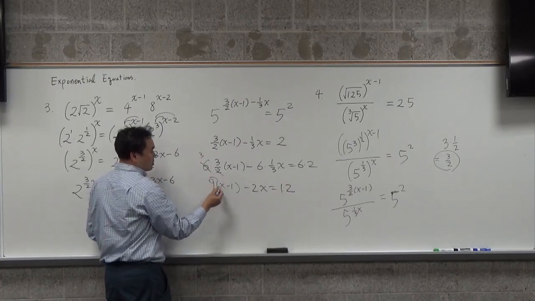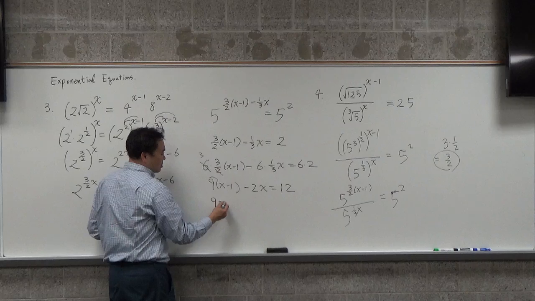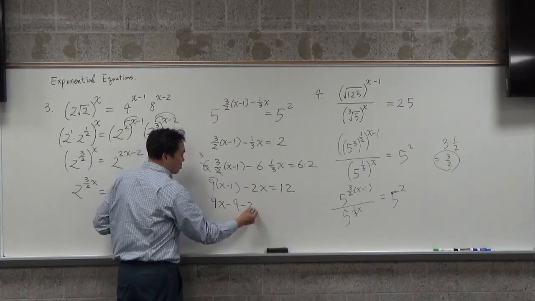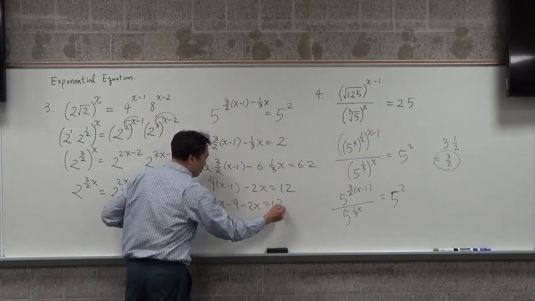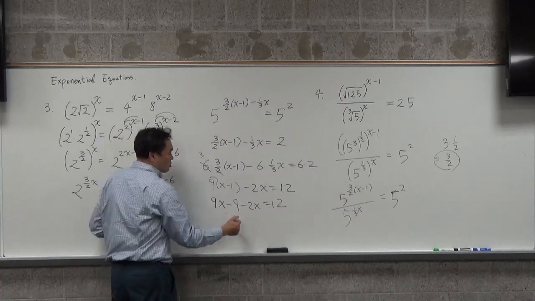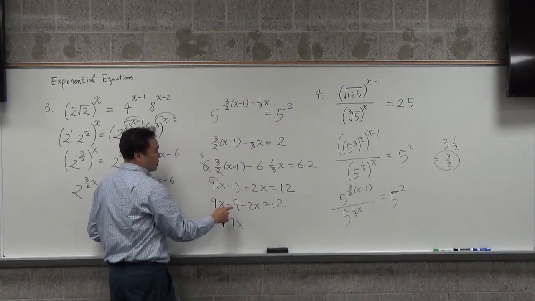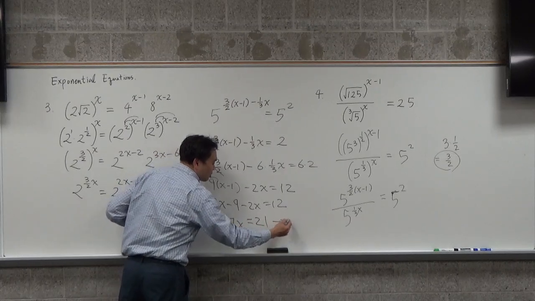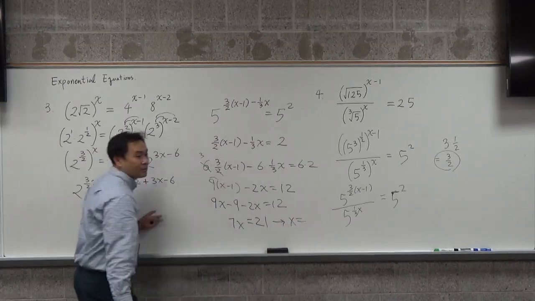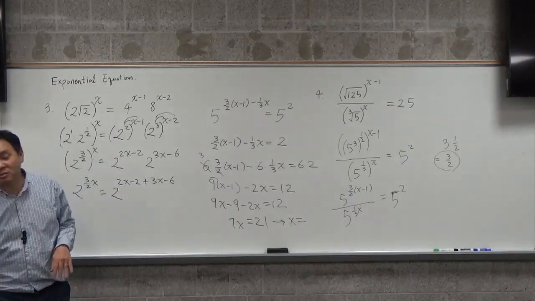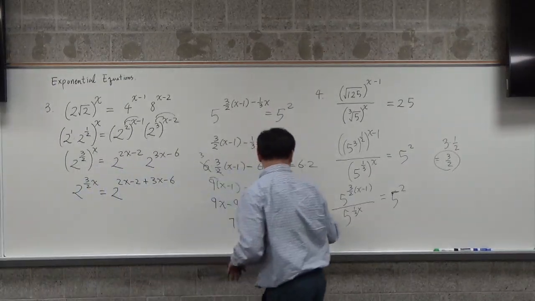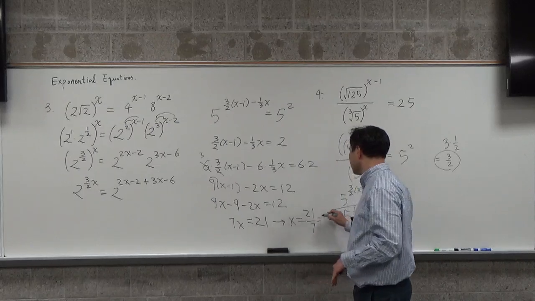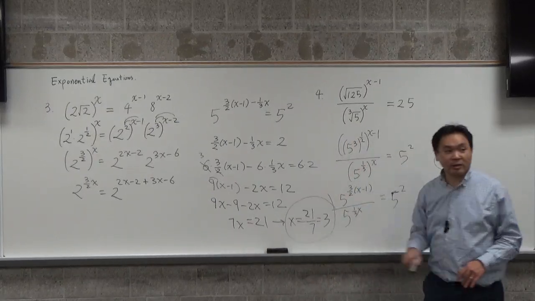Okay, what is this? It's 9x minus 9 minus 2x equals 12. 9x minus 2x is 7x. And let's add 9 to both sides, so it's equal to 21. Therefore, what's the value of x? 3, because 21 divided by 7 is 3. Okay, so that's the answer. X equals 3.